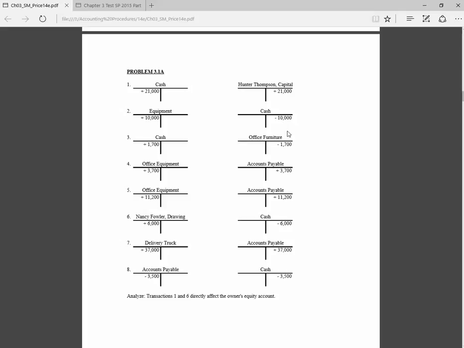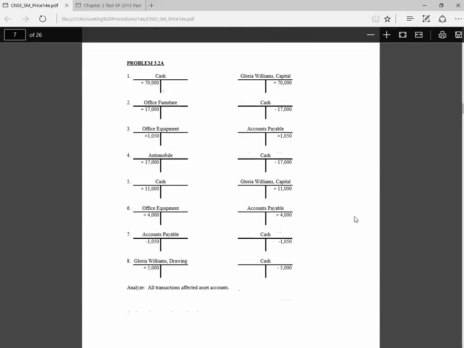Students sometimes ask if it's okay to put the credit on the first T and the debit on the second T. That really doesn't matter at all. It's just that you get the two accounts of the transaction identified and properly put the numbers on the correct sides. Okay.